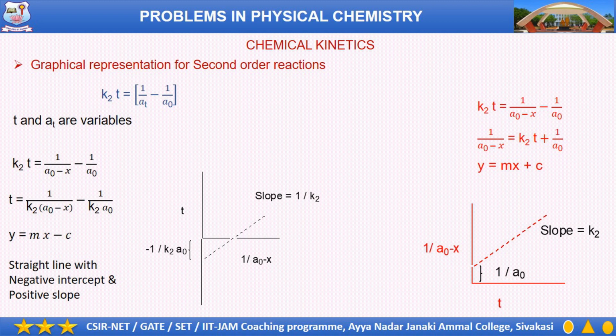Now we have plotted this one, and the equation is like this: a negative intercept and a positive slope, and the slope is equal to 1 by k2.